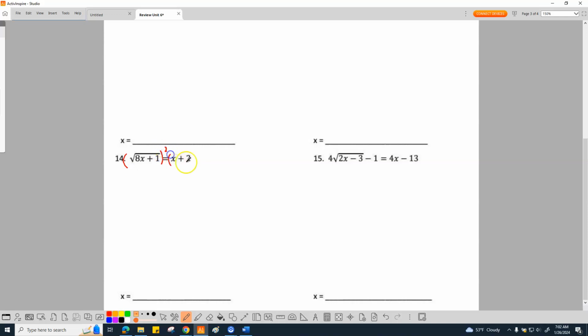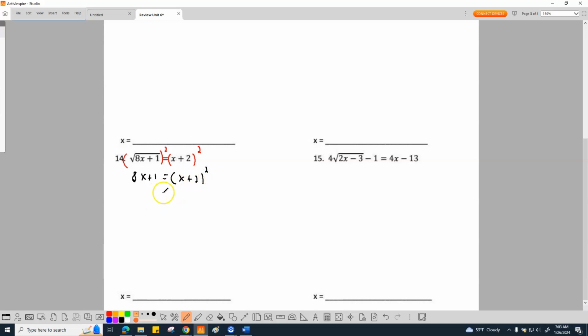We're going to square both sides to get rid of this stuff. And what do I end up with? Well, on this first one, I'm going to end up with this 8x plus 1. Write that in. 8x plus 1 equals, and then this is x plus 2 squared. So, not a big deal.